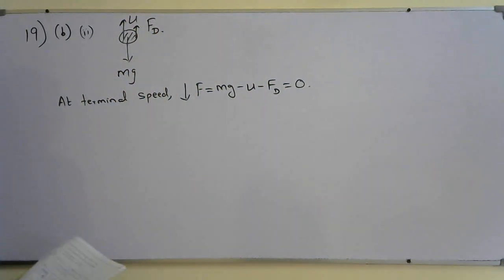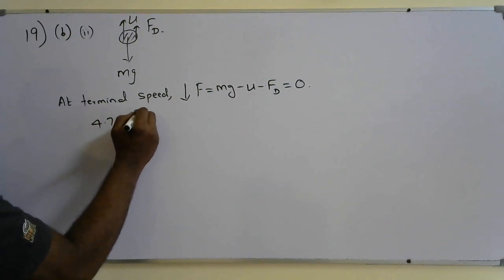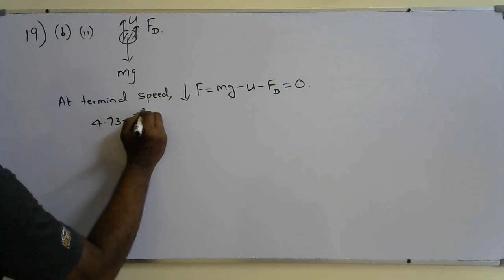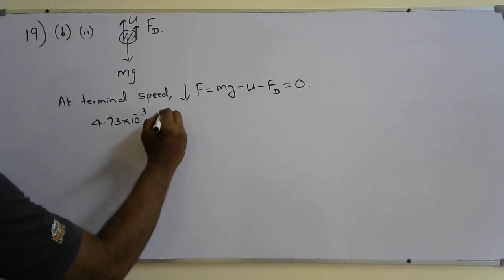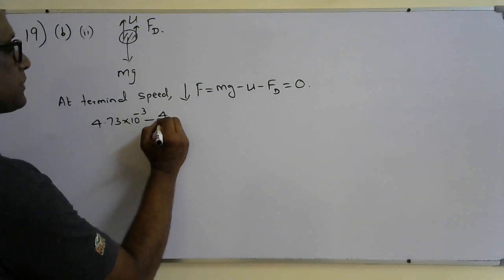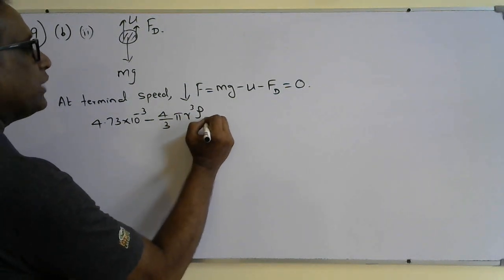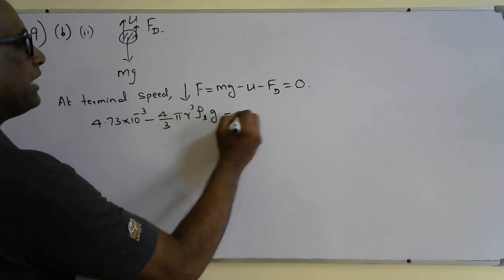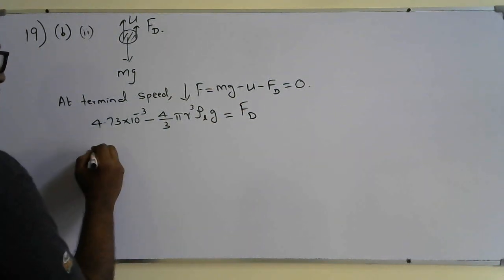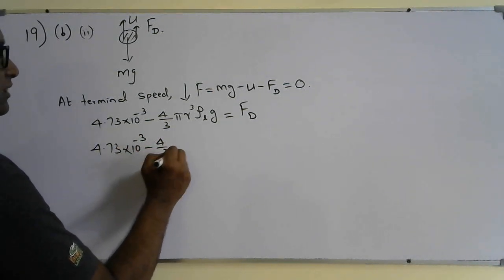So we know the weight, we already found it, that is 4.73 × 10^-3 N. So substitute here 4.73 × 10^-3. Upthrust we need to find. You know upthrust is equal to the weight of the displaced fluid according to Archimedes' principle. So 4/3 π r³ × density of the liquid × g is the upthrust.